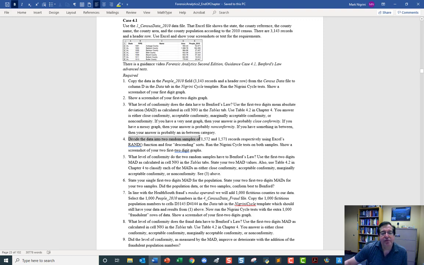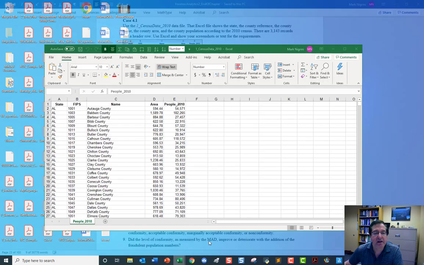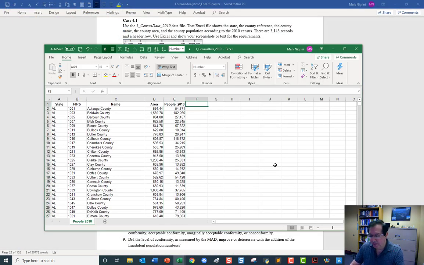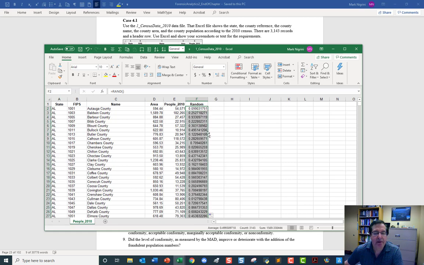Divide the data into 2 random samples of 1572 and 1571 records respectively. So we'll go here, and I'm going to make a random number here. We can do that using equals RAND. This is a random number between 0 and 1. I'm going to copy it down, get the plus sign. It's copied all the way down. Now I have a random number next to each, and I'm going to sort this, but when I sort it, it'll recalculate the random number.